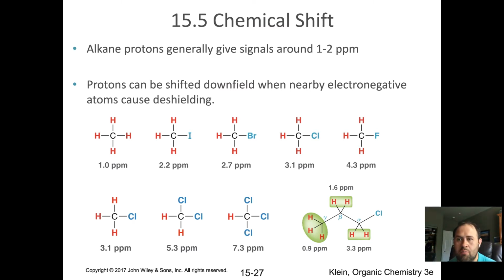And you see that trend here. The more electronegative it is, the greater the shift downfield. And then also the number of them affects it. You put a chlorine, but then you put 2 on, and then you put 3 on, and that withdraws electron density even greater, so that it's much farther downfield. We see the distance effect here even. Here, 3.3 ppm, here 1.6 ppm for these protons, and here 0.9. So the chlorine has this effect that slowly shifts them down.